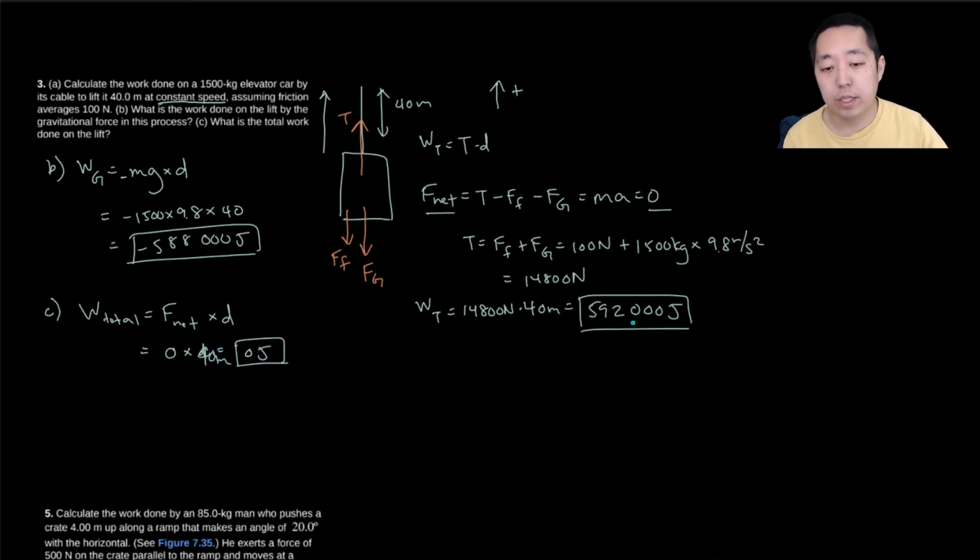Now you might ask, well, this is positive work, this is negative work, but they don't cancel out to 0. That's because we didn't actually calculate the work done by friction. Work done by friction is also negative, and it would be the difference between these two. Okay.